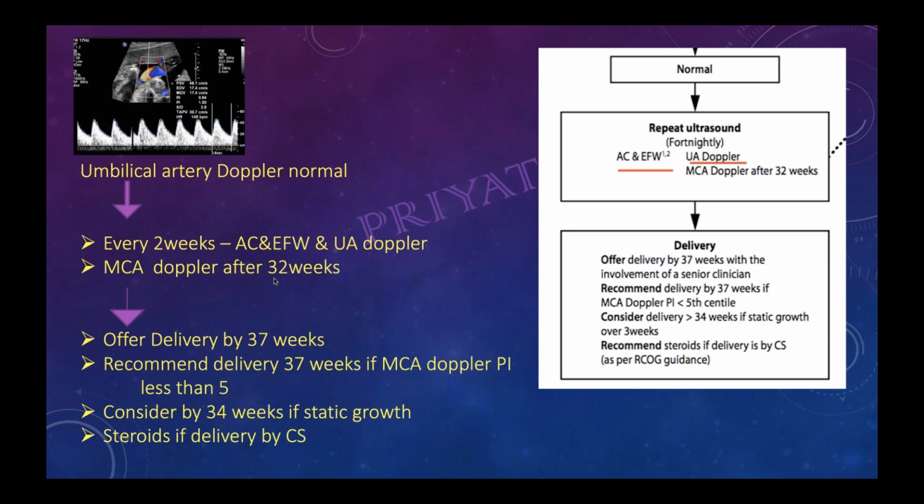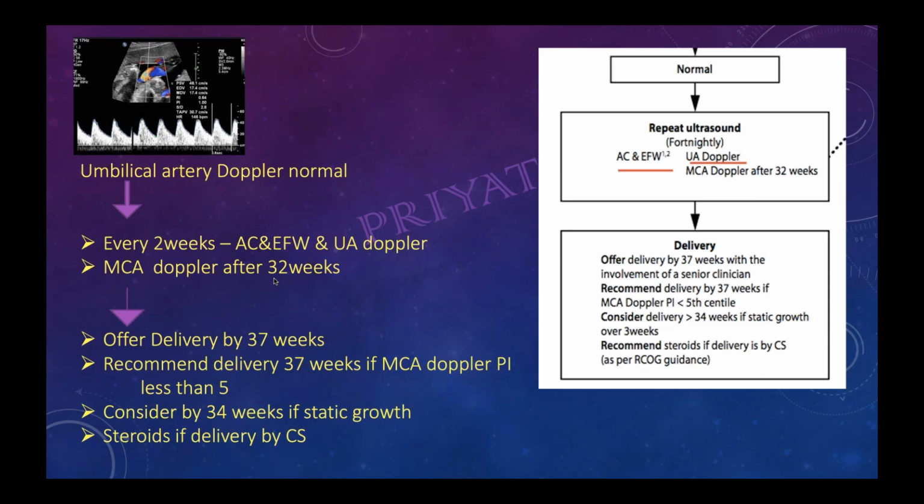We have to do something. We'll take out this baby, so we'll recommend delivery by 37 weeks. We can't let this pregnancy grow more. And if we find that over the last 3 weeks the growth is the same, we have to do something. We can consider delivery by 34 weeks. And if we are offering cesarean section at less than or equal to 38 weeks, we have to offer a steroid injection, that we already know.